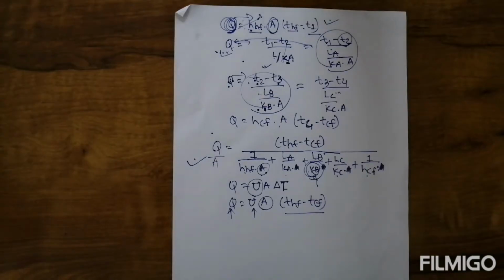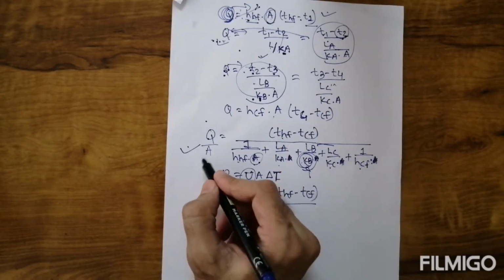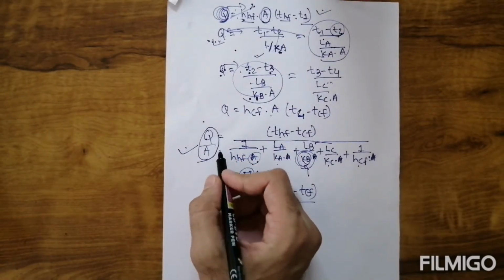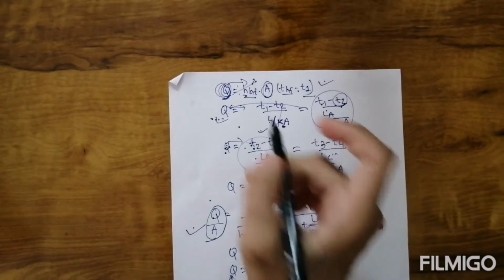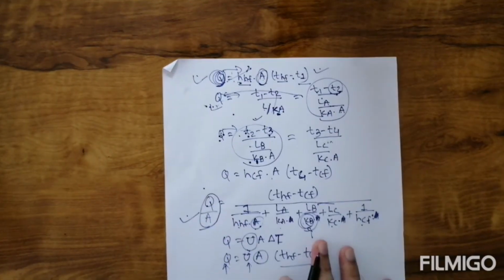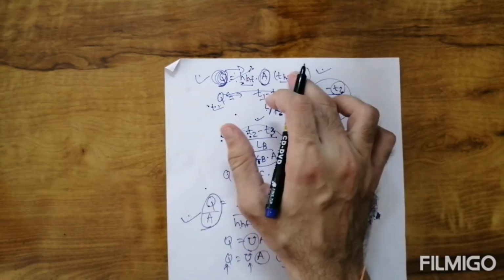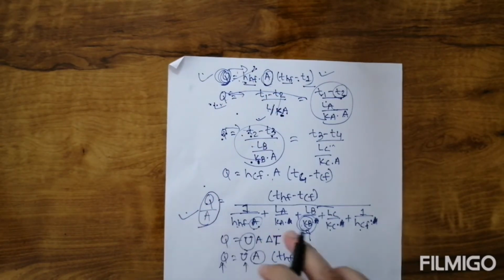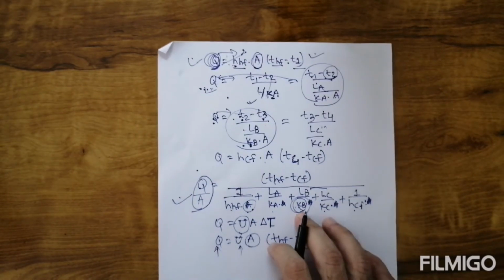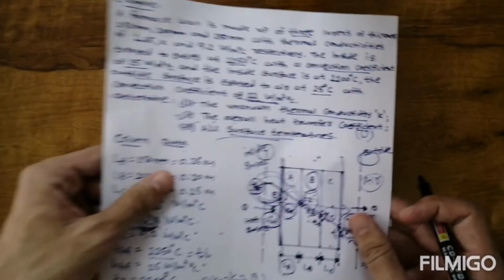But how can we find out KB? First of all, we require the Q by A. How can we find out Q by A? From that equation we can find out the Q by A. After finding out the Q by A, we put Q by A here and then find out the KB. It means the unknown thermal conductivity K will be found out.